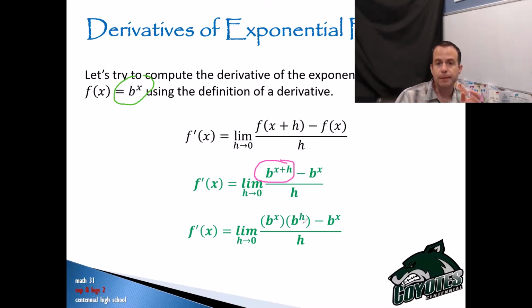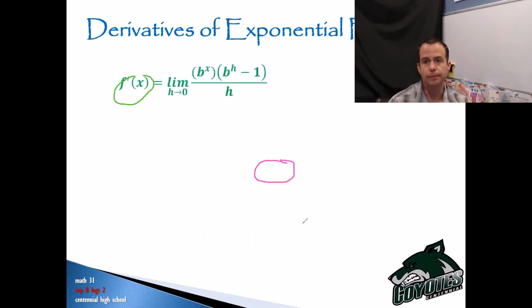When I go to factor the b to the x out, I'm going to have b to the x times b to the h minus 1. And what I want you to notice there is that b to the x actually has nothing to do with the limit anymore because there's no h involved. So I'm also then going to move the b to the x up to the front. It's like it's a coefficient now, so I'm going to move it to the front of my limit, okay? I'll clear that ink there.